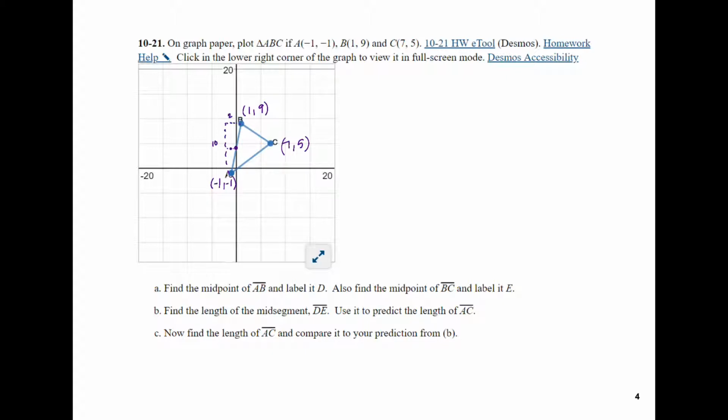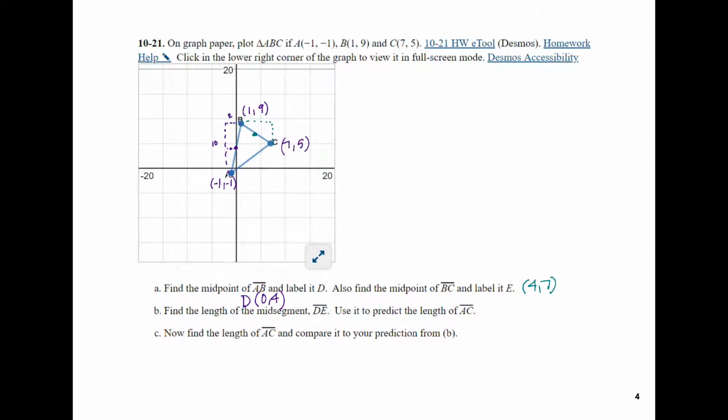So if we go 5 units up from -1, we know that is at 4. And if we go over 1 unit, we are at 0. So point D is at the ordered pair 0, 4. We could do the same thing for line segment BC, and we could use slope triangles to find that midpoint. And we would know that the center for BC would be at the ordered pair 4, 7.